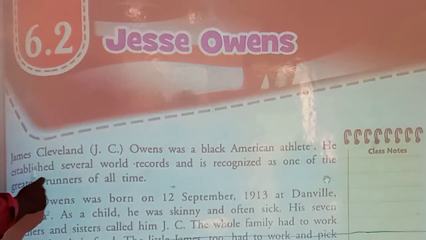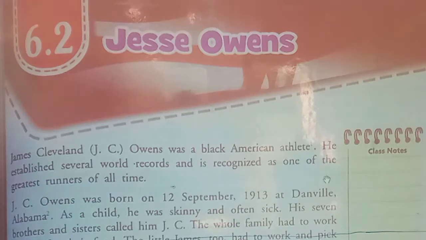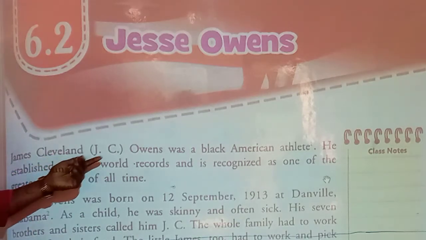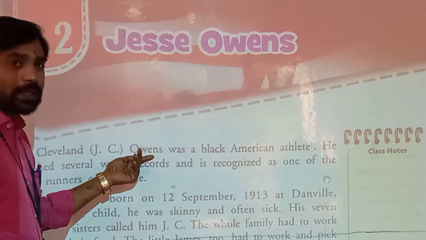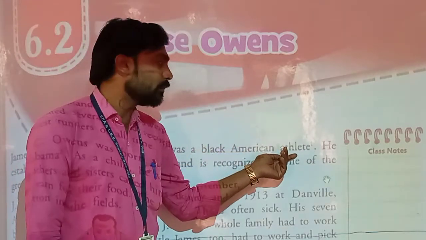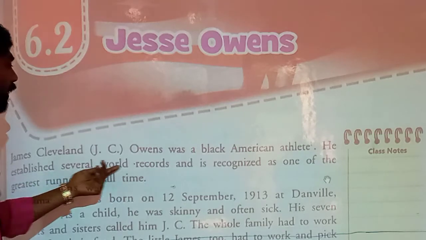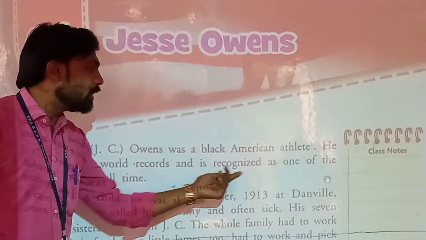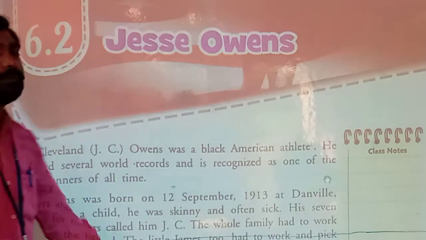James Cleveland, JC. It is the short form. Okay. So what is the full form? James Cleveland. It is JC. JC Owens, this is his surname, was a black American athlete. He established several world records and is recognized as one of the greatest runners of all time.